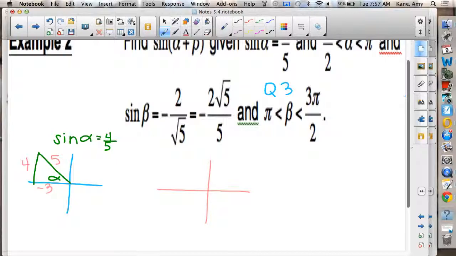Going to the second one, this one's in the third quadrant because of the restriction that they give us. It says between pi and 3 pi over 2, which means it's the third quadrant. So we're going to make a triangle in the third quadrant. This is my B triangle. I'm going to use the unrationalized form instead of the rationalized value, and that way you can quickly assign values to your triangle. So I'm going to use the 2 and the negative square root of 5.